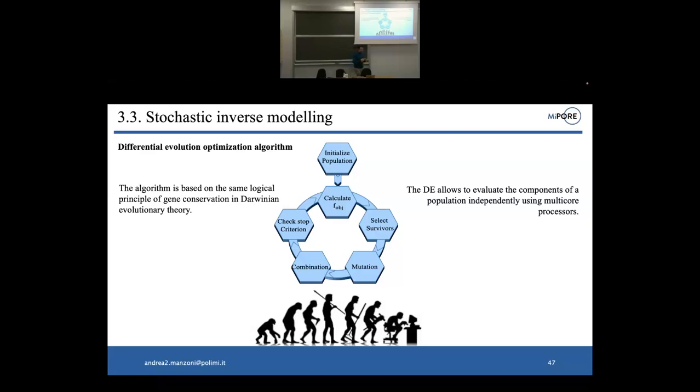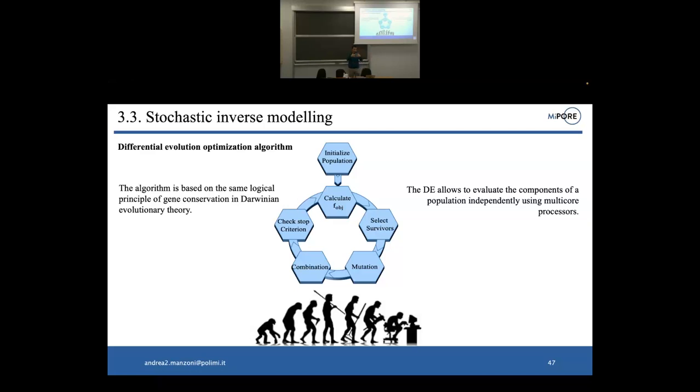In order to parameterize the model, we have decided to employ a differential evolution optimization algorithm. This algorithm is inspired by Darwinian evolution theory. Basically, what this algorithm does is consider a set of parameters as a population member. This population member is composed of parameters, and each parameter is a gene. So we have a combination of the genes of two population members. That means the combination of the parameters of the two population members to obtain a son member.